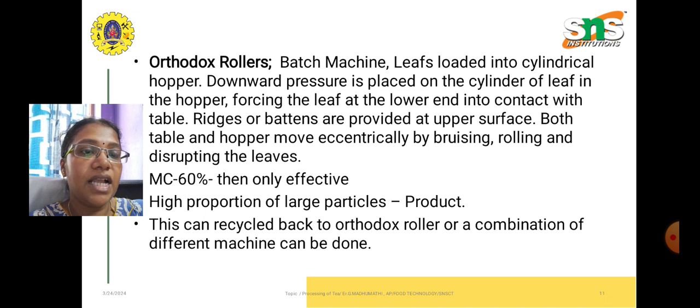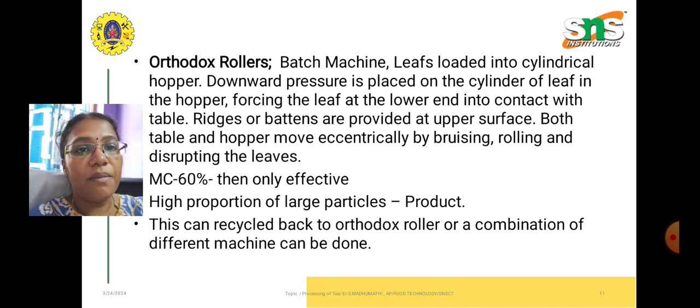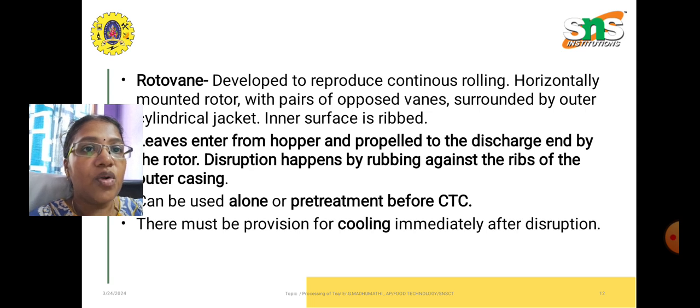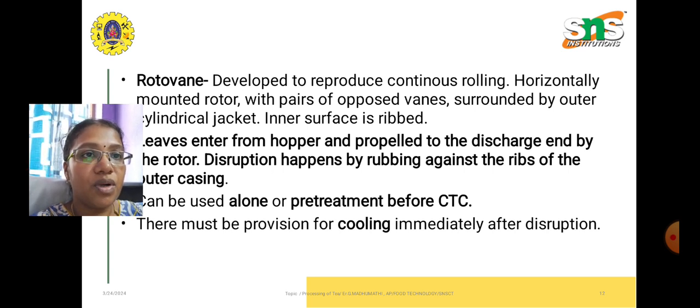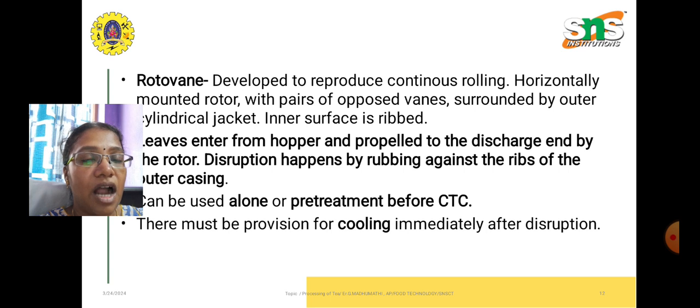This can be recycled back to the orthodox roller, or a combination of different machines can be used. Rotovane is mainly used to reproduce the continuous rolling process. It has a horizontally mounted rotor with pairs of opposed vanes surrounded by an outer cylindrical jacket, and the inner surface is in a ribbed form. The leaves enter the hopper in a rotor vane and are propelled to the discharge end by the rotor. Disruption happens by rubbing against the ribs of the outer casing. This is done alone, or as a pre-treatment before the cut, tear and curl process.